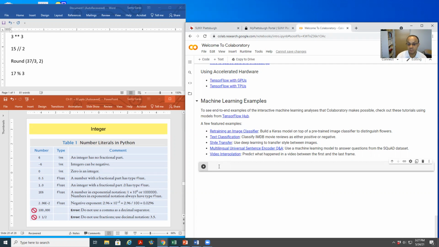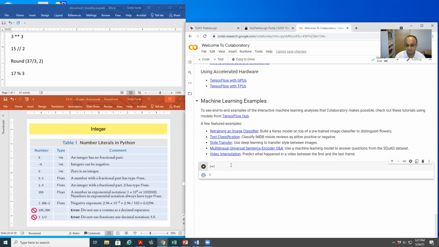When we write an integer, we don't need to write anything, but for example, we can use simple mathematical equations like 2 plus 3, and then run the code, and the answer will be 5. So here we have the addition.